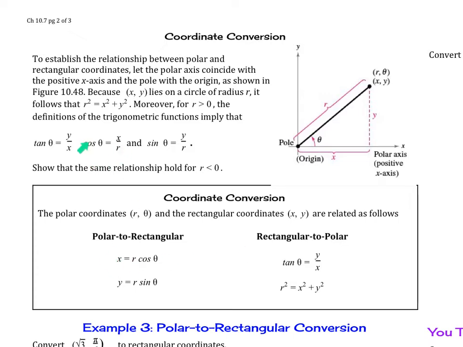So notice, using cosine theta equals x over r, for polar to rectangular, we can multiply r by both sides, and so x equals r cosine theta. For sine of theta, if we multiply by r on both sides, then y equals r sine theta.